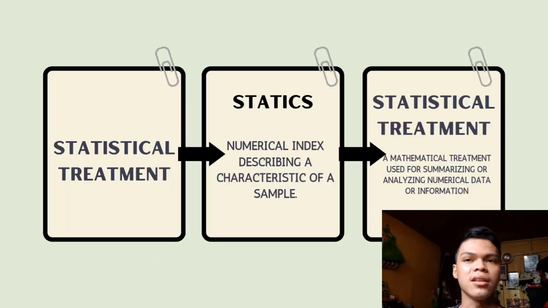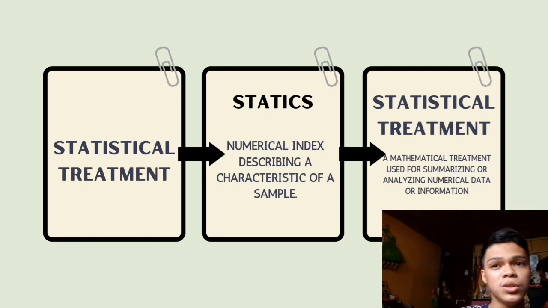What is statistics? It's a branch of science that deals with the collection, organization, and analysis of data, and drawing inference from a sample to the whole population. What is a statistical treatment? Statistical treatment is a catch-all term which means to apply any statistical method to your data.